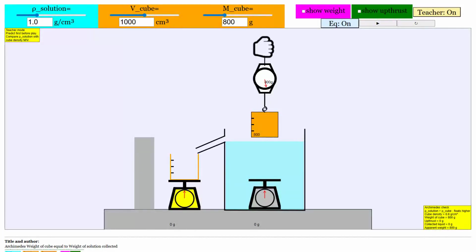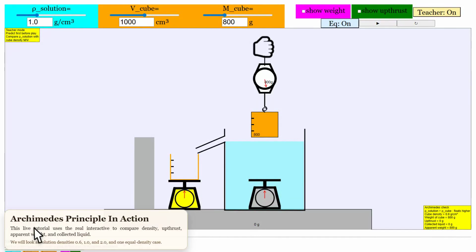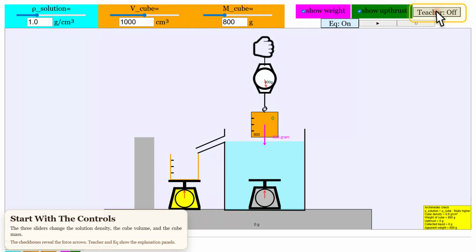Welcome to this short guided lesson on how to use the Archimedes interactive. This model is helpful because it connects three things at the same time: the motion of the cube, the force arrows, and the changing scale readings.